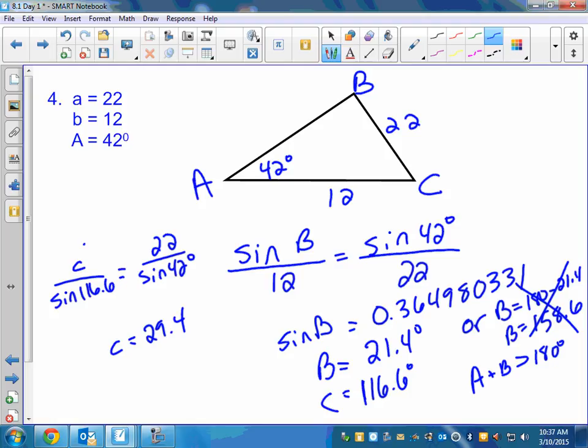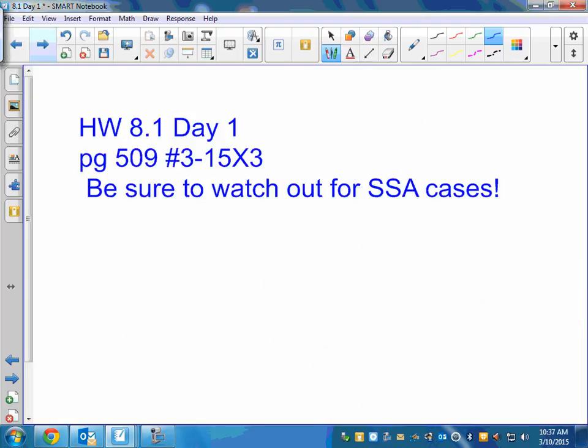Not all of your homework is side-side-angle, but there's definitely some of them that are. So that's where you need to look at those, and it's just practicing those. What's left that we'll do on Thursday is story problems, taking and solving story problems with oblique angles and being able to use the law of sines. That's really all that's left in this section. So you just have to do 3 through 15, multiples of 3, today. Look for those side-side-angle cases.